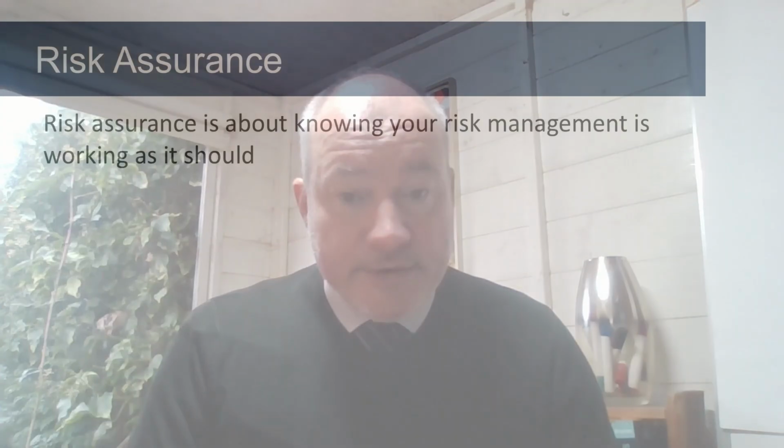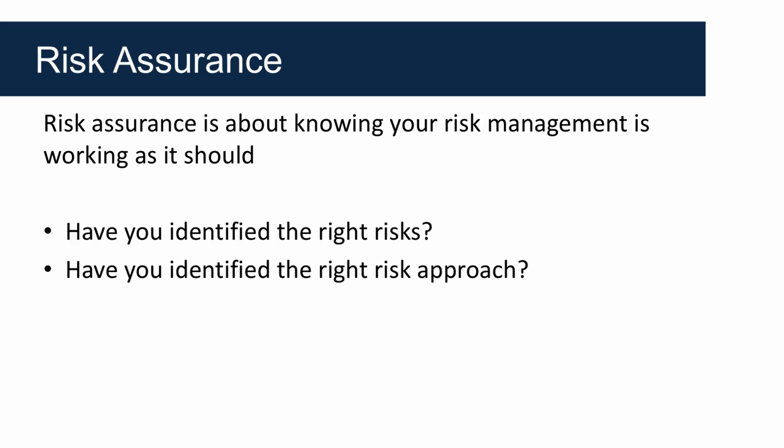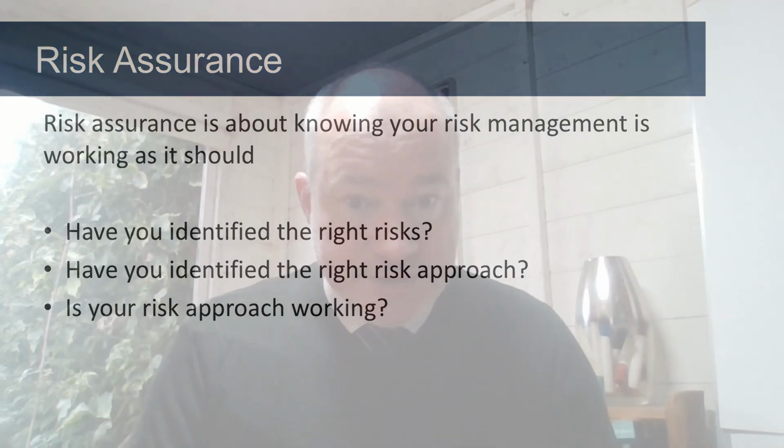The 4th and final part of the risk management cycle is about assuring your risk management approach. Have you identified the right risks? Have you chosen the right action? Is that action working? Is your work to mitigate the risk actually reducing the risk? You want evidence that that's working or not, as the case may be.